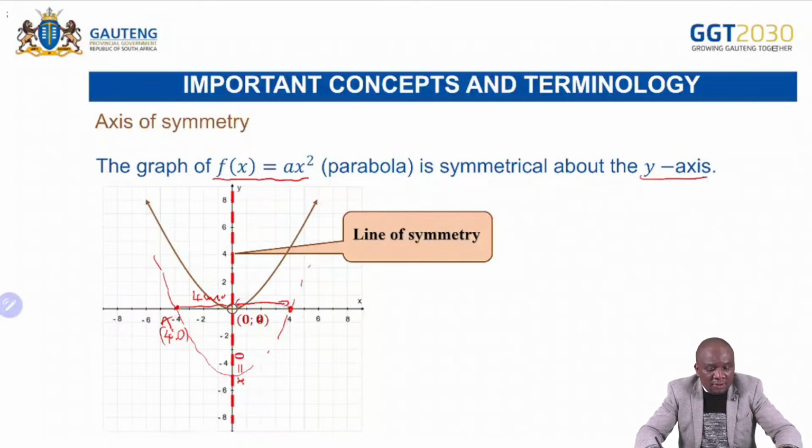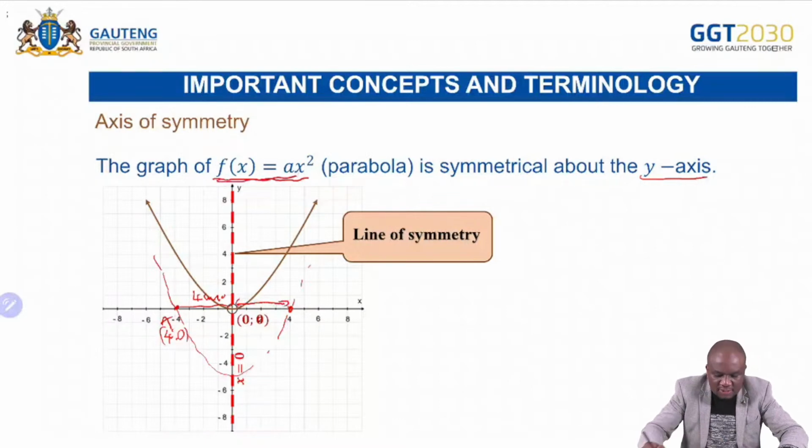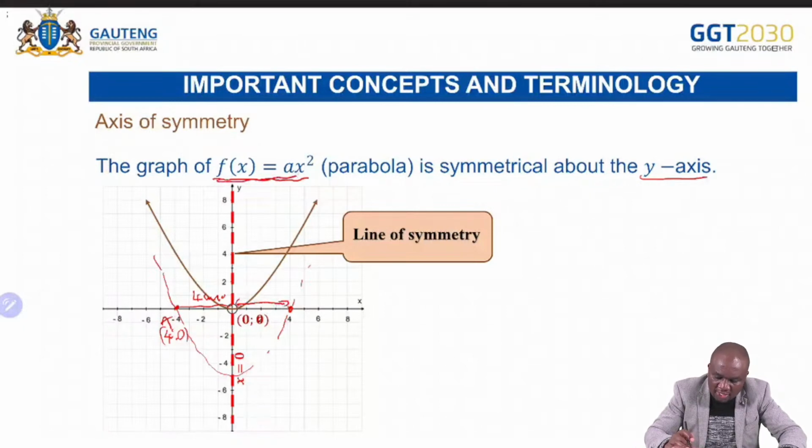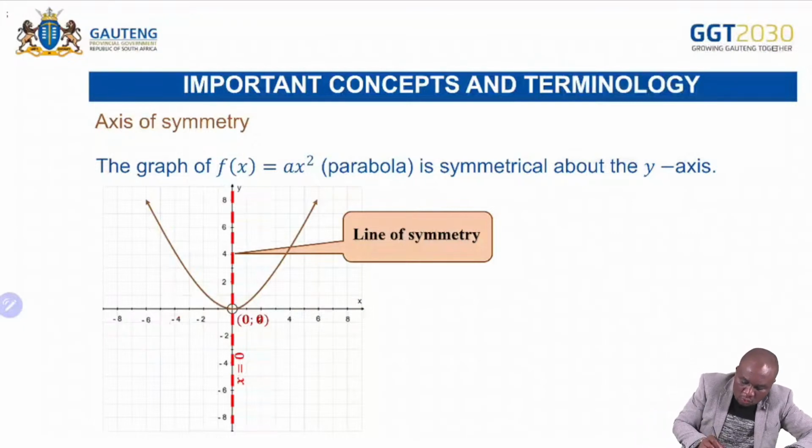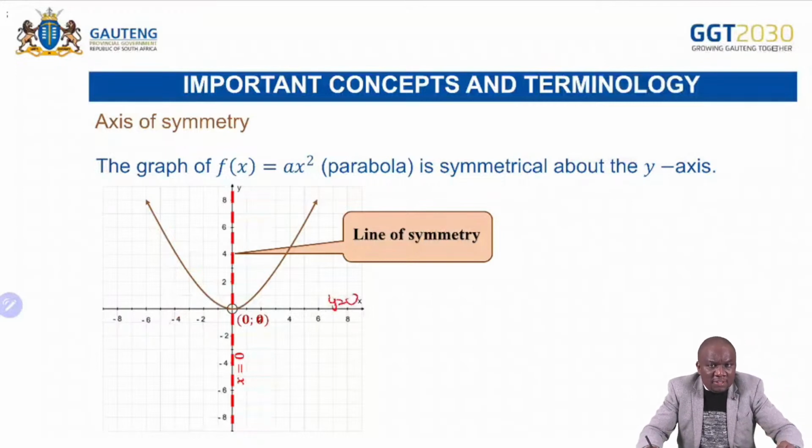But the main thing, a parabola of this form is symmetrical about the y-axis. And remember, along the y-axis, x is equal to 0. And then along the x-axis, y is equal to 0. Remember that. Okay? 1 to 2 minutes to write your short notes.